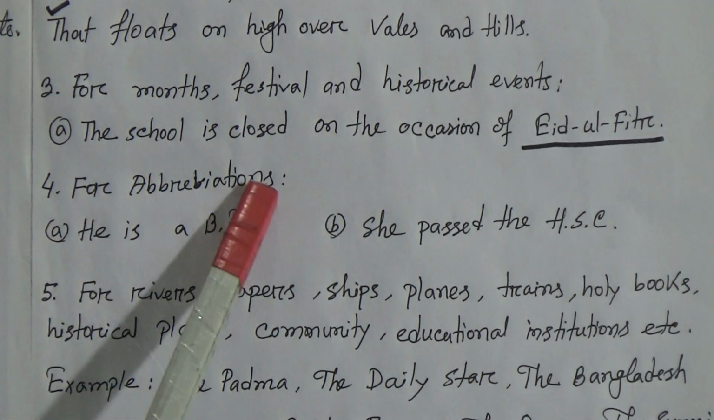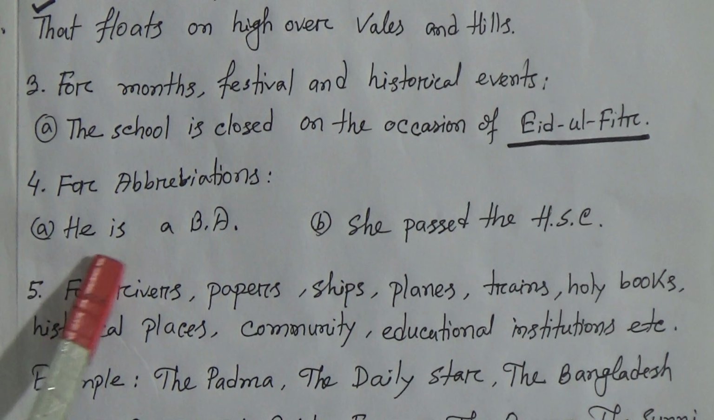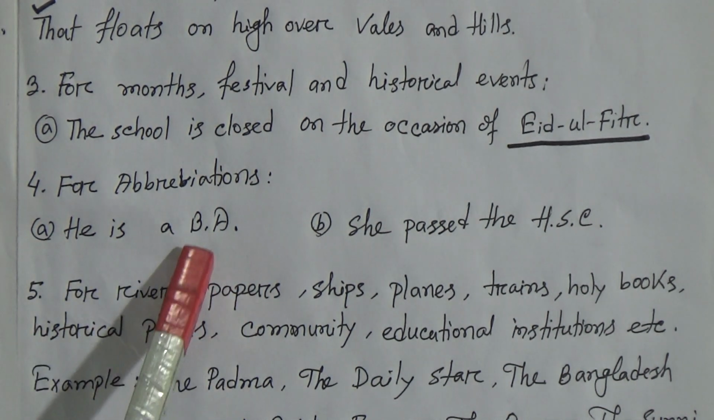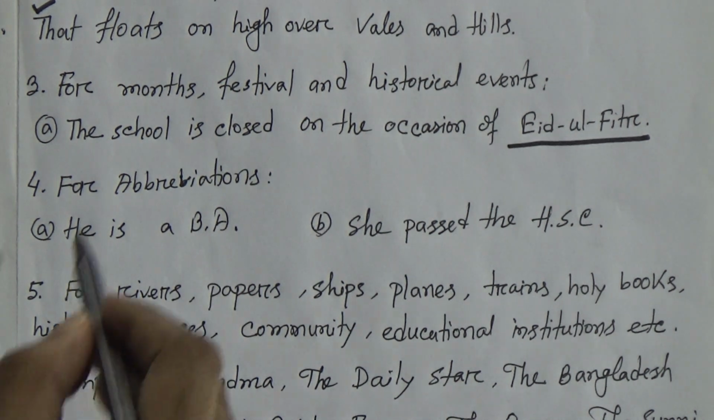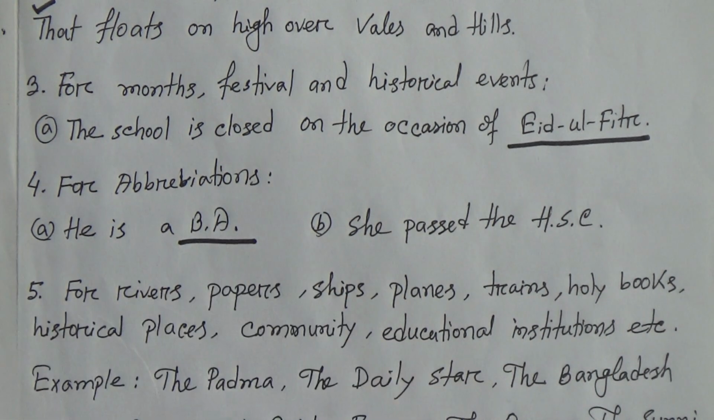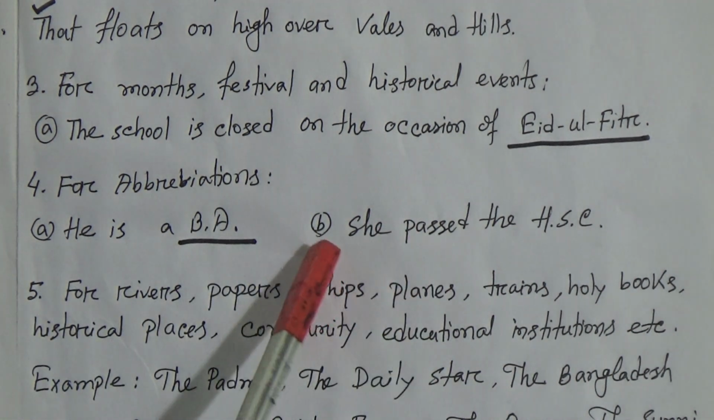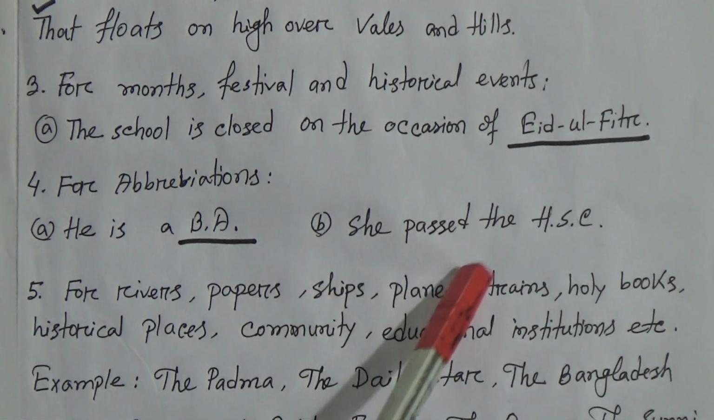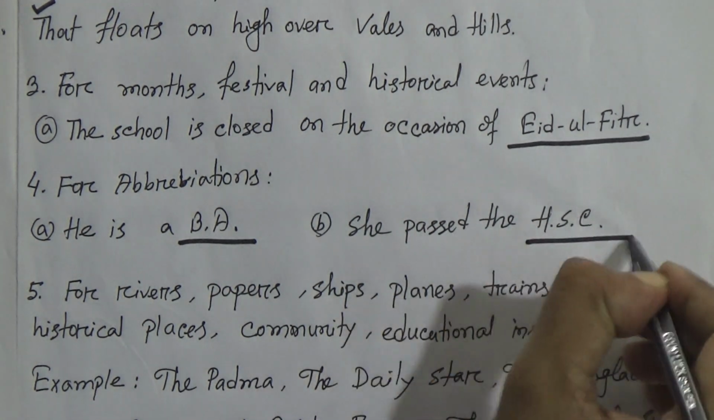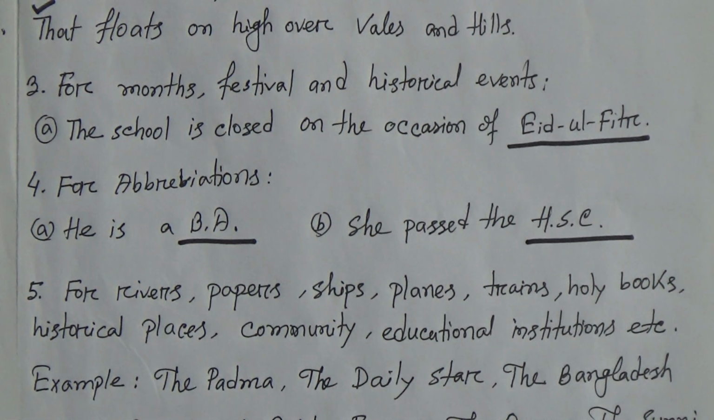Number 4, for abbreviations. For example, he is a BA. B and A stands for Bachelor of Arts. So here abbreviations are used, and for this reason we have used capital letters. And in second example, she passed the HSC, that means higher secondary certificate. Here we have also used capital letters.